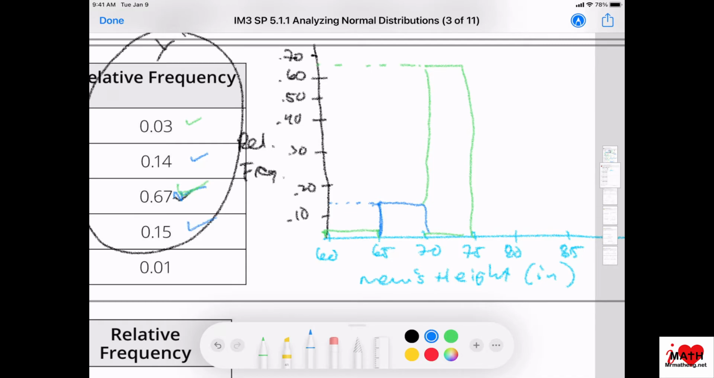0.15. And 0.01. But just something like you could barely see it, right? Let's go back and clean this up. Okay.